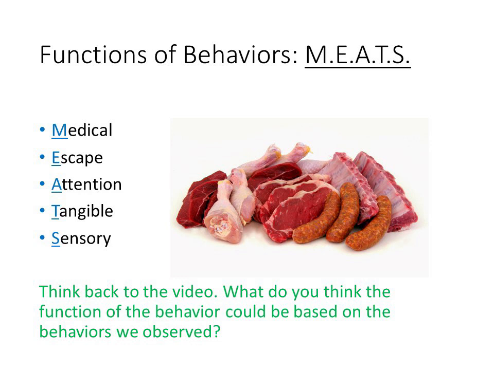Tangible is just that. The student receives something, gets some kind of tangible item when they exhibit the behavior. And then finally, sensory. The behavior may be meeting some kind of sensory need the student has.